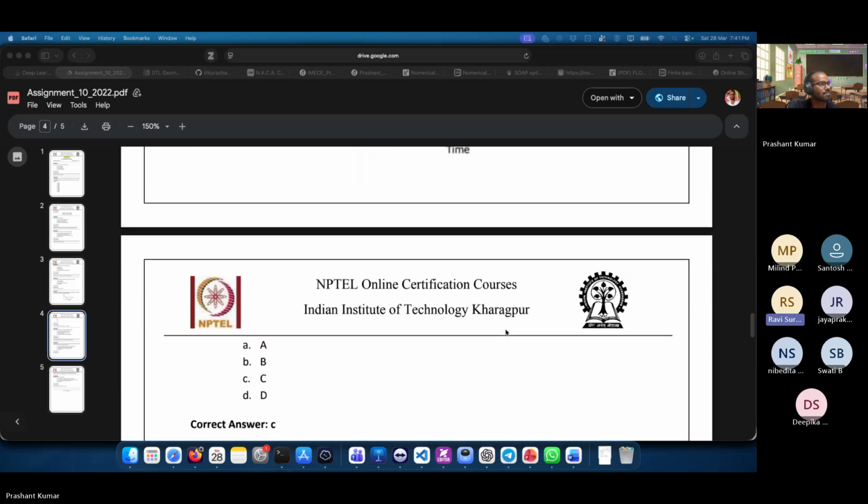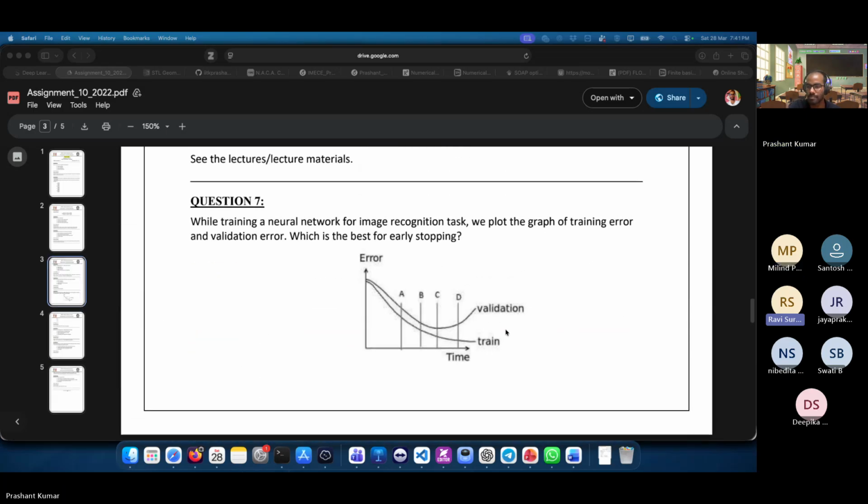Now this training, validation and testing, generally how much percentage split will be there? 60, 20, 20, something like this, or 70, 20, 10, something like this.